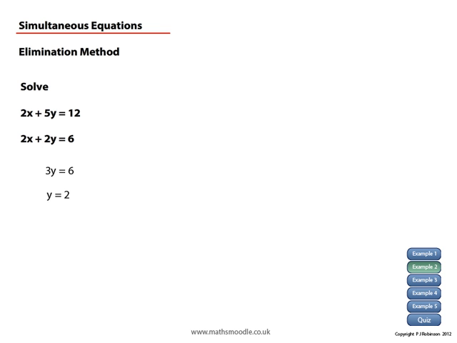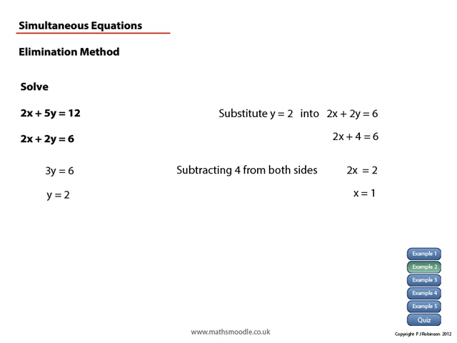2x plus 2y equals 6 looks easier to work with, so substitute y equals 2 into 2x plus 2y equals 6. 2y has a value of 4 if y is equal to 2, therefore the equation is written 2x plus 4 equals 6. Subtracting 4 from both sides gives us 2x equals 2, which means that x is equal to 1. So the solution to this simultaneous equation can be given as x equals 1, y equals 2.